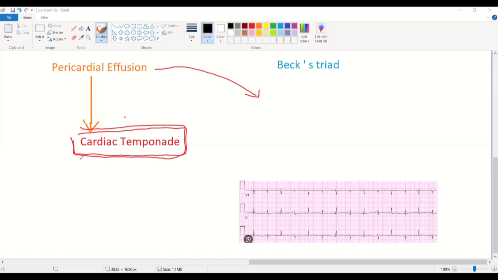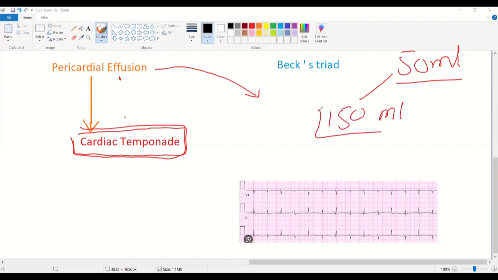So the main factor that leads to cardiac tamponade due to pericardial effusion is the rate of accumulation of the pericardial effusion, right? Normally the pericardial fluid is 50 ml. If there is a blunt trauma to the chest and 150 ml of fluid accumulates in the pericardial space, it will lead to cardiac tamponade.